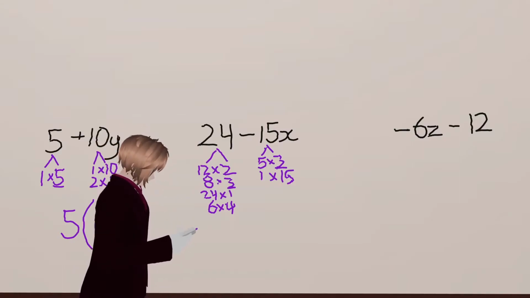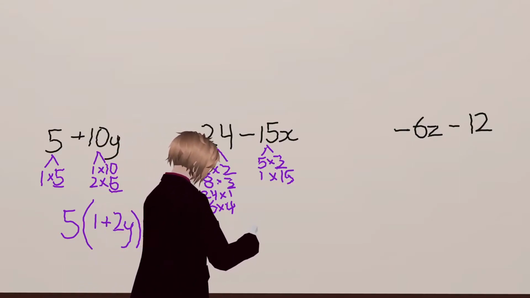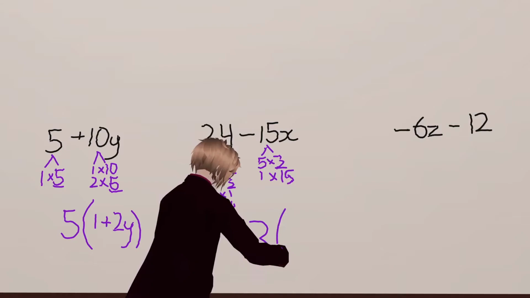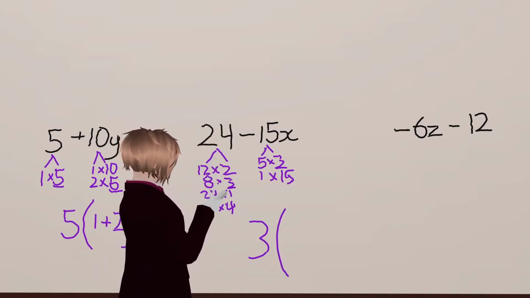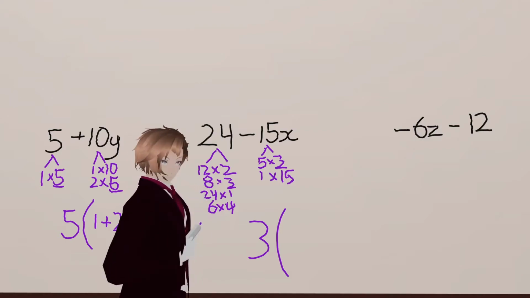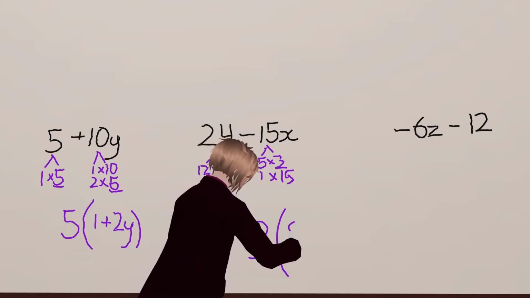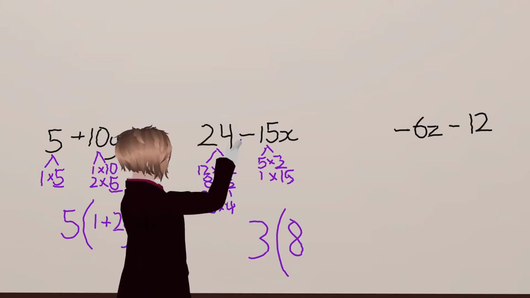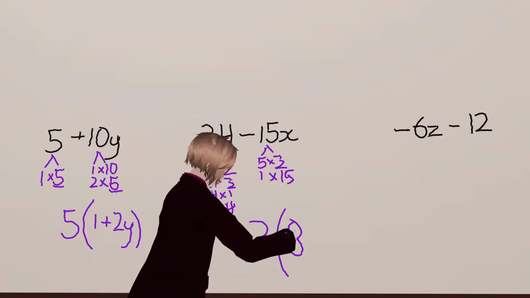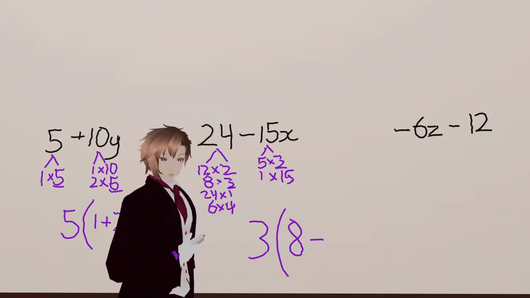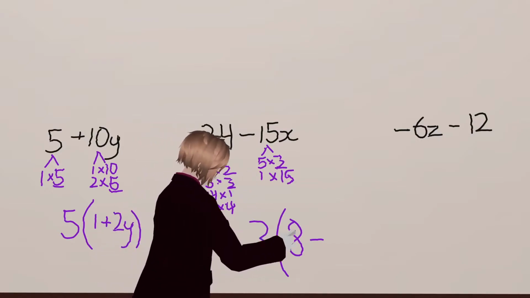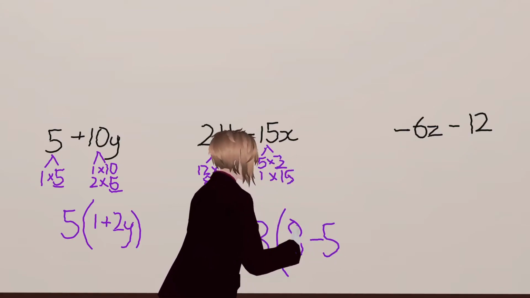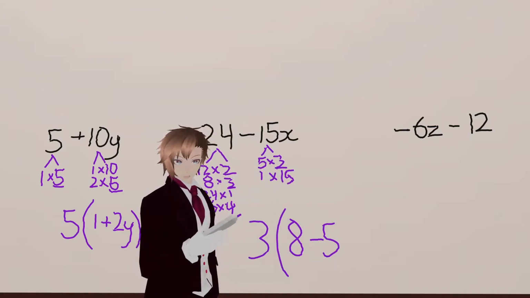So we're going to write the 3 out the front, then draw a bracket. What pairs with my 3? An 8. So we're going to write the 8. Now here we have a minus. And now what pairs with our 3? Our 5. And then we also have our x.